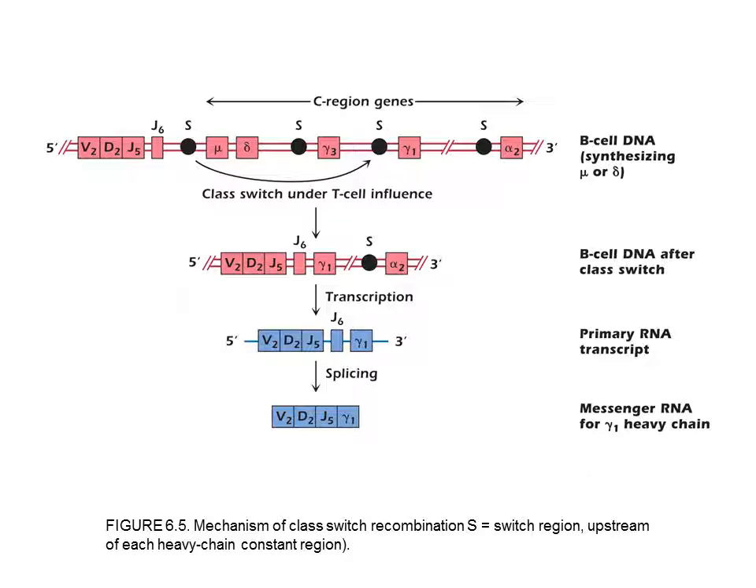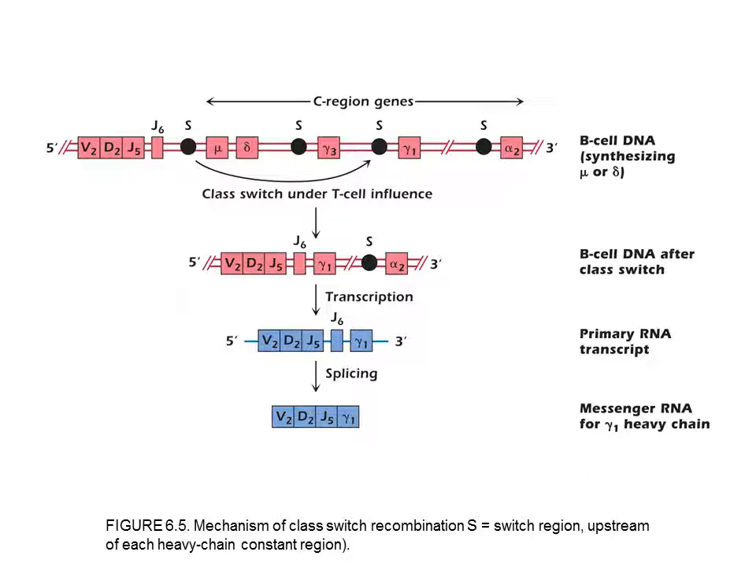So we will have a B cell DNA after the class switch. So you can see that switch from one S goes to another S. So we will have again V2, D2, J2, J5, and a joining segment, and then we will have that jump of switch region, and we'll end up with picking up one of the alpha 2 in this case.